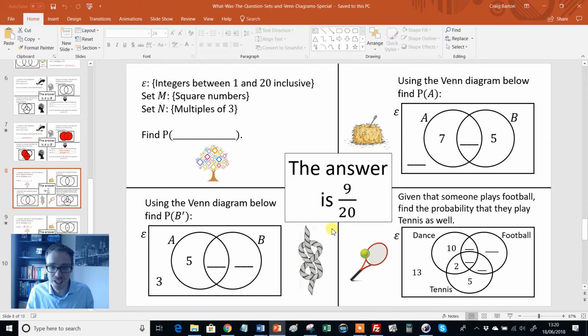4 questions where each time the answer is going to be 9 out of 20. I love this one. Using the Venn diagram below, find the probability of not B. And again, we're tied into having a 5 and a 3 there. What numbers are going to go there? So the probability of not B has got to be equal to 9 over 20. Then we get triple Venn diagrams and so on.